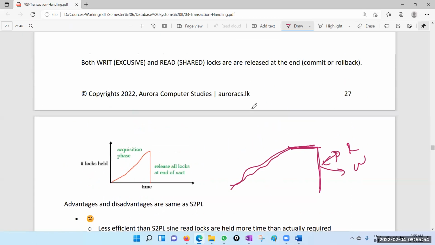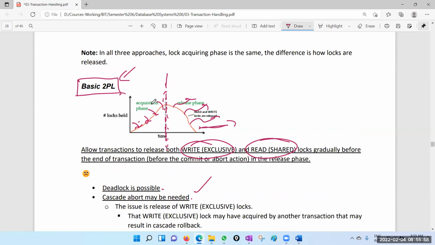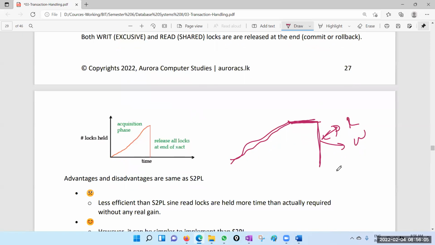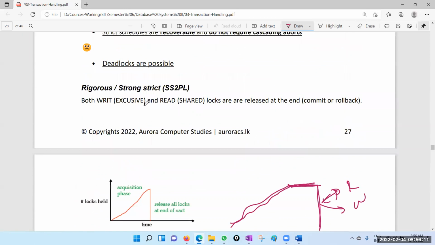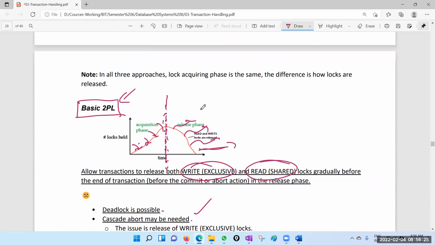Right. Out of these approaches, this is a risky approach because cascade rollback may happen. This is an unnecessarily strict approach. So this will unnecessarily create some inefficiencies. So this is sort of an efficient and manageable approach. So it's more efficient than this one.